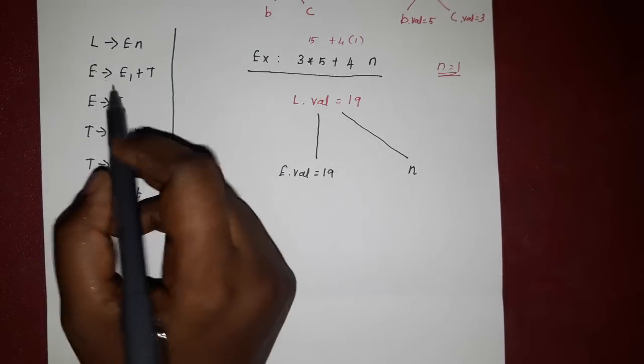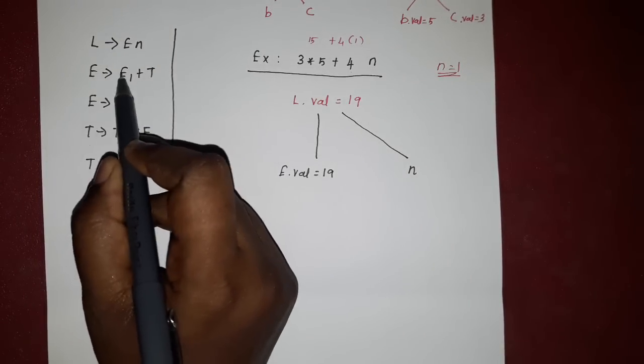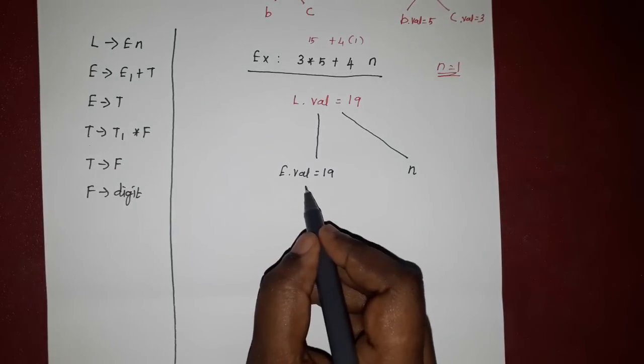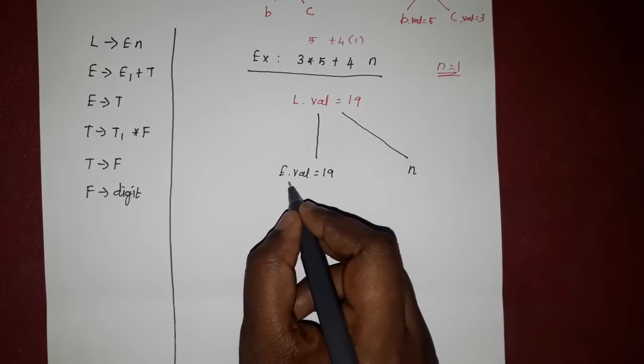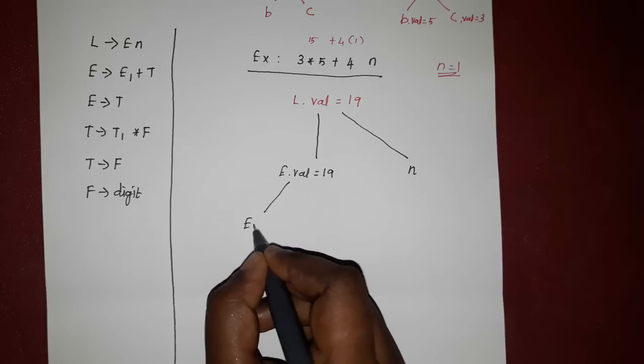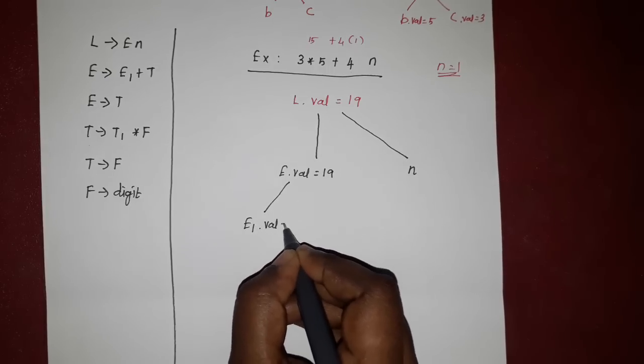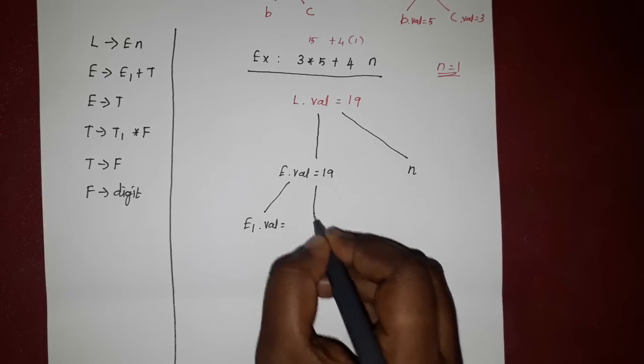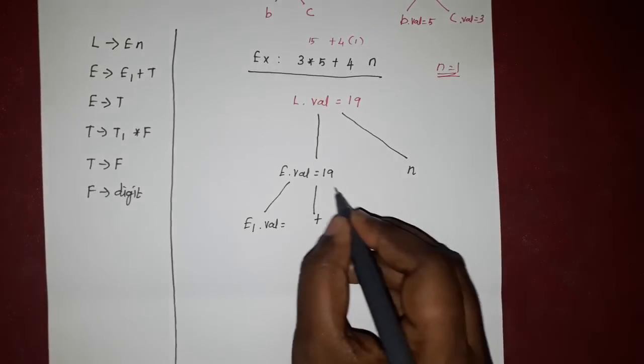Then this E can be split up into E1 plus T. So it can be split up into two nodes. One is E1. We can write E1 dot value because this is an annotated parse tree. Then the second one is plus, and the last one is T.